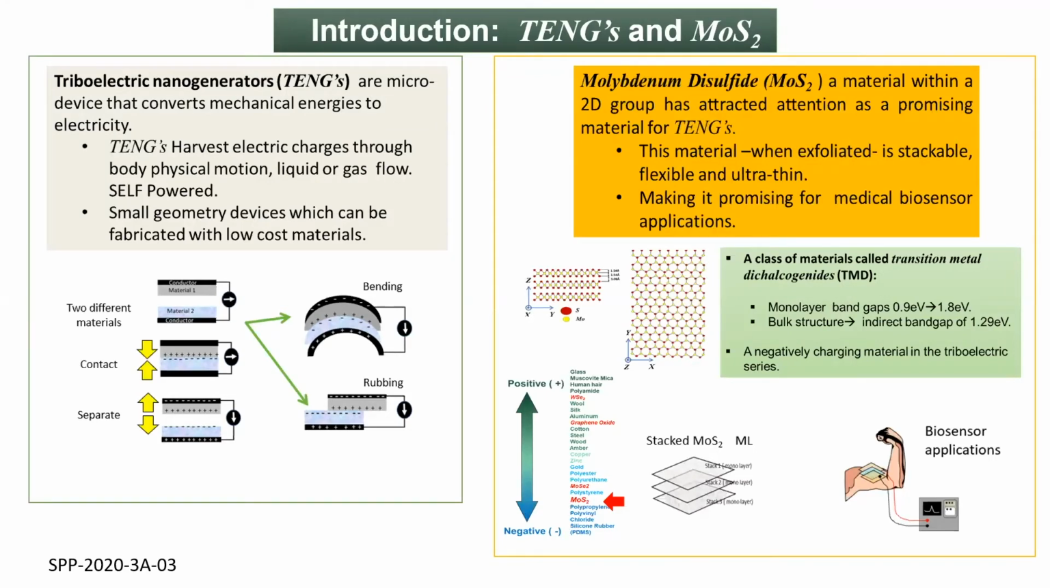Molybdenum disulfide is a promising material for TENGs. These are 2D and part of the TMD class of materials, which can be fabricated into thin sheets. It is stackable, such that it's a good candidate for medical biosensors. Also, there are very few studies of pure bulk MoS2 contact electrification, especially at the nanoscale level.